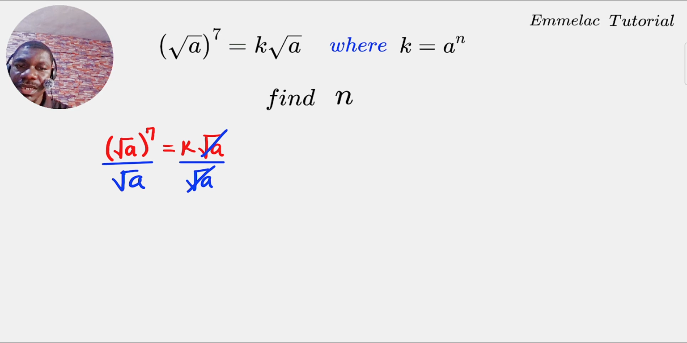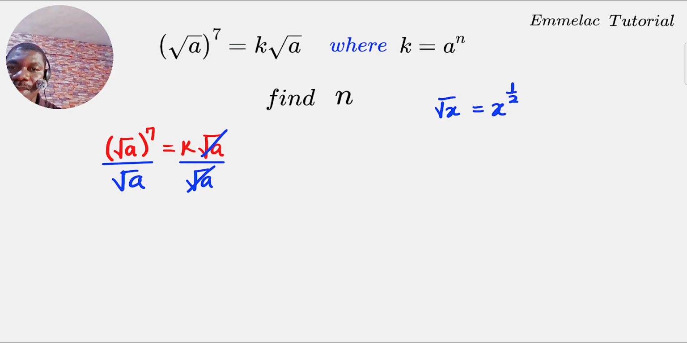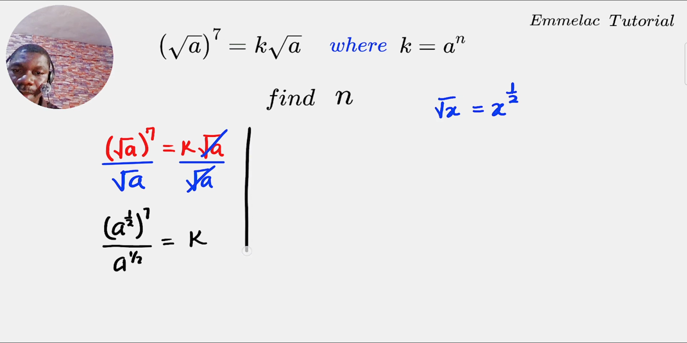Now take note that the square root of x, in terms of exponent, is x raised to 1 over 2. If we apply this rule, we end up having a raised to 1 over 2, all raised to 7, all over a raised to 1 over 2, all equals k. By the laws of indices, all we need to do is multiply these exponents.